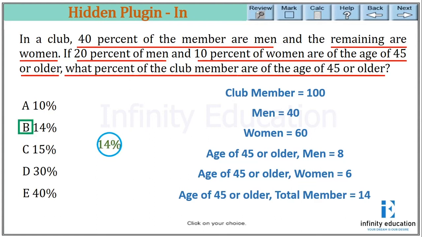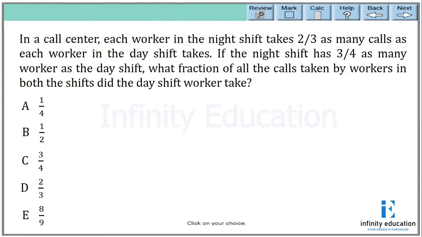Now let's see one more question. In a call center, each worker in a night shift takes 2/3 as many calls as each worker in the day shift takes. If the night shift has 3/4 as many workers as the day shift, what fraction of all the calls taken by workers in both the shifts did the day shift workers take?